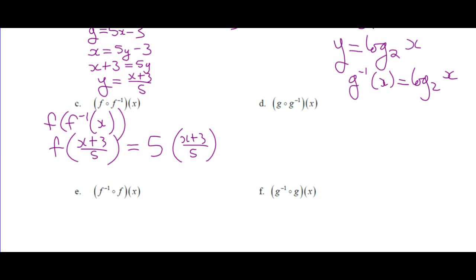What number is this? Oh, here we are, 6, yes. Minus 3, and then subtract 3. Okay, so 5 times this just becomes x plus 3 minus 3, which is x.